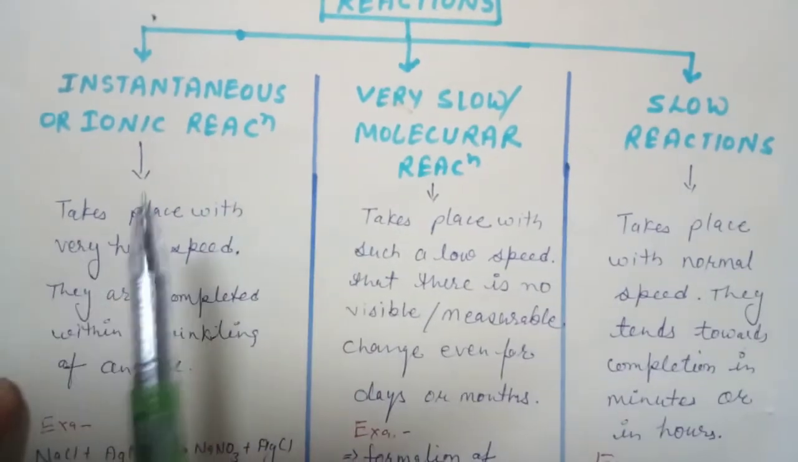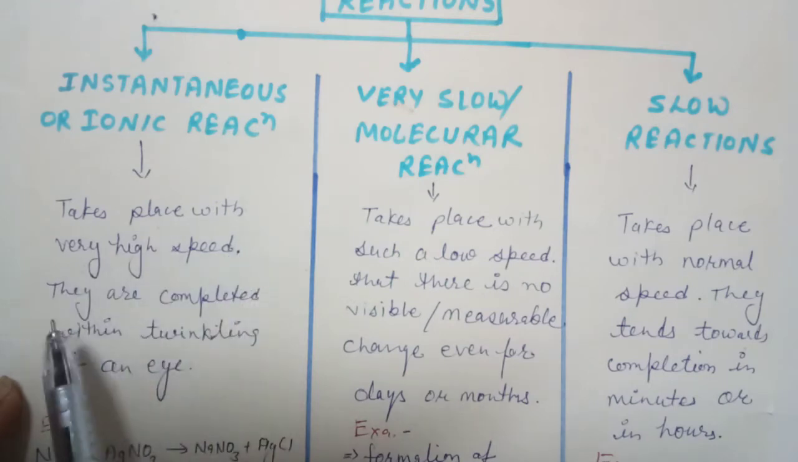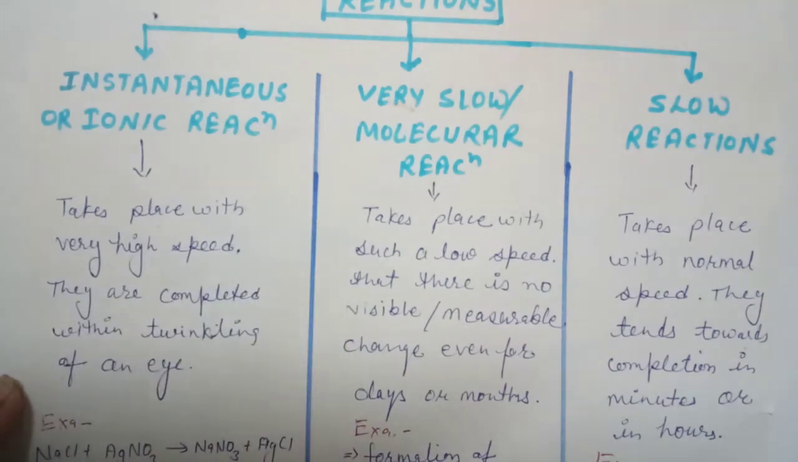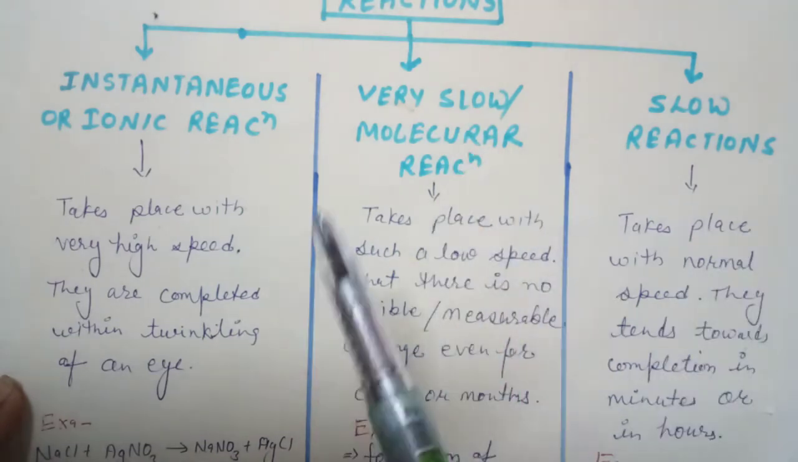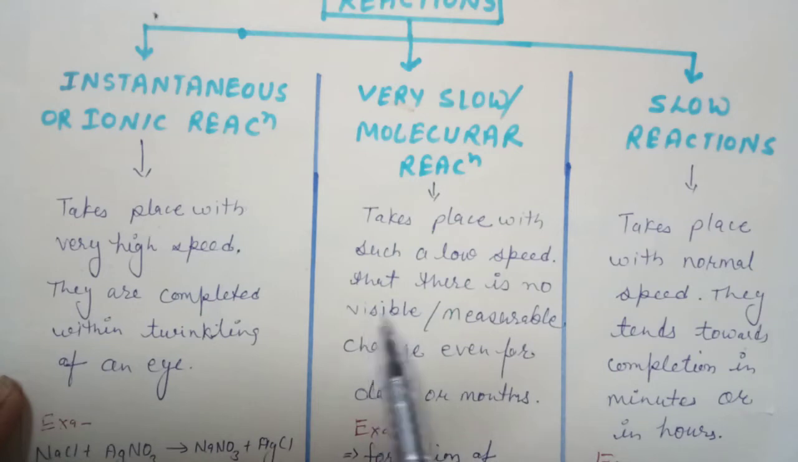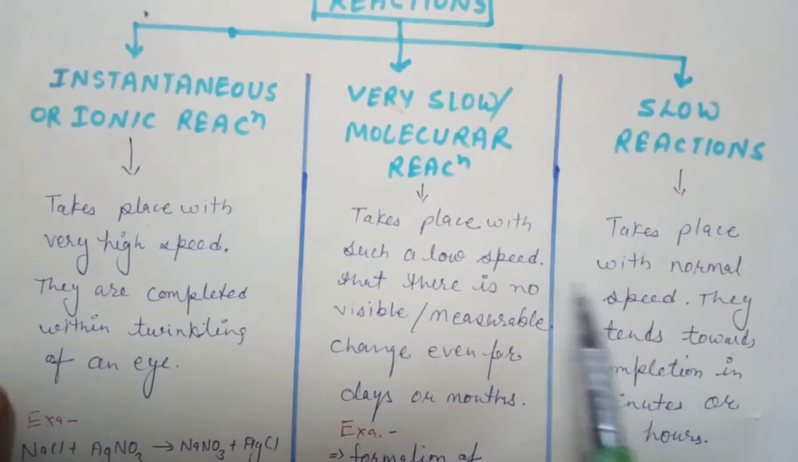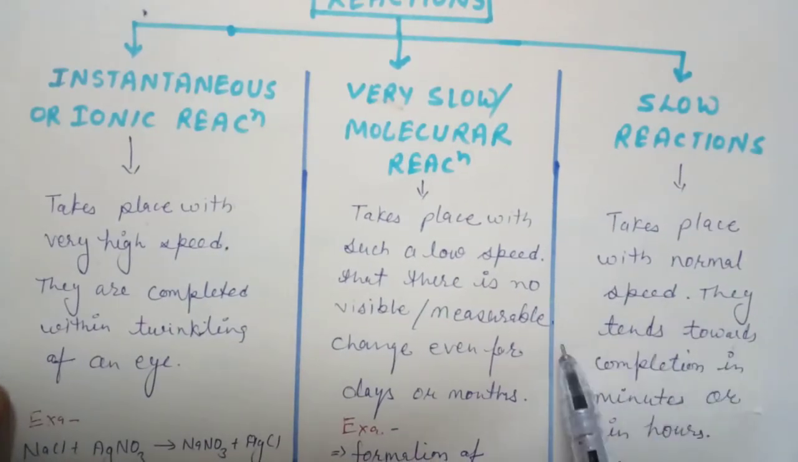Okay, so see, instantaneous reactions take place with very high speed. They are completed in the twinkling of an eye. Very slow reactions take place with such a low speed that there is no visible or measurable change even for days or months. And slow reactions take place with normal speed. They tend towards completion in minutes or in hours.